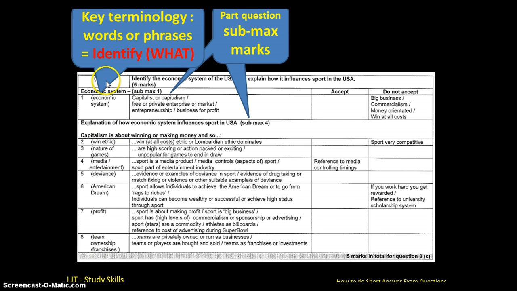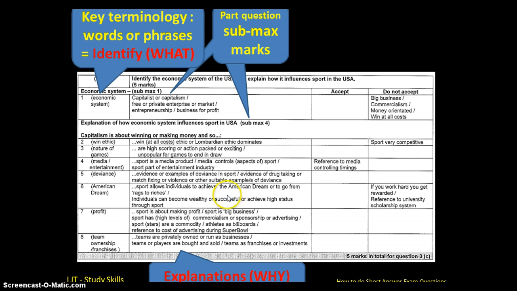This column here, which is generally numbered, is your keywords. This would relate to the identify part. This column here gives more depth and explanation, and this would be the explain part, the why. So this is the identify and this is the explanation.